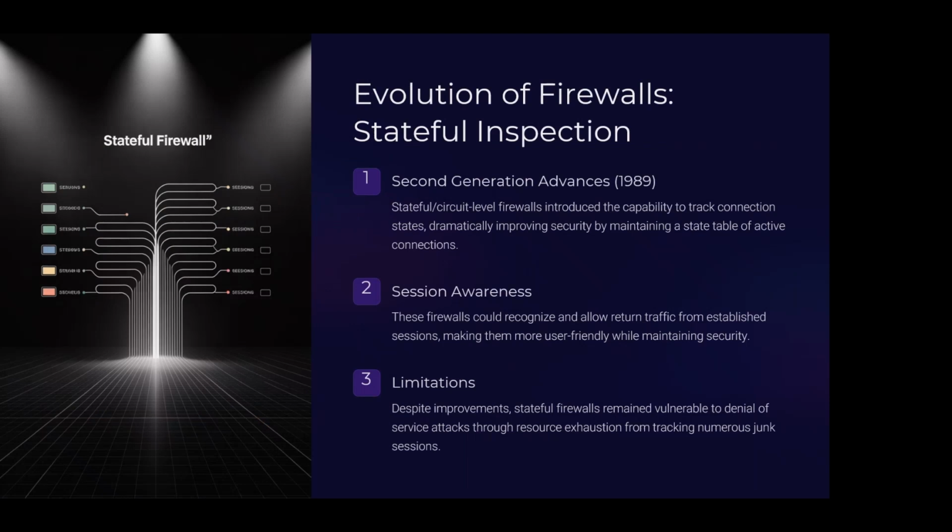Now, the next evolution was the stateful firewall. With a stateful firewall, it maintained a connection state, or a state table, which has the information about the connections. So every packet does not have to be examined. That reduces the consumption and makes it more intelligent. This was the second generation, introduced in 1989: stateful or circuit-level firewalls, with the capability to track the connections or connection states, which improved security by maintaining a state table of the active connections.